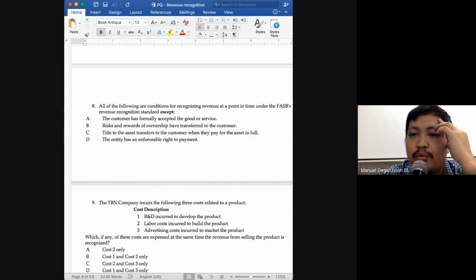No. For us to recognize revenue at a point in time, title to the asset must already be transferred to the customer. So the answer here is letter C.